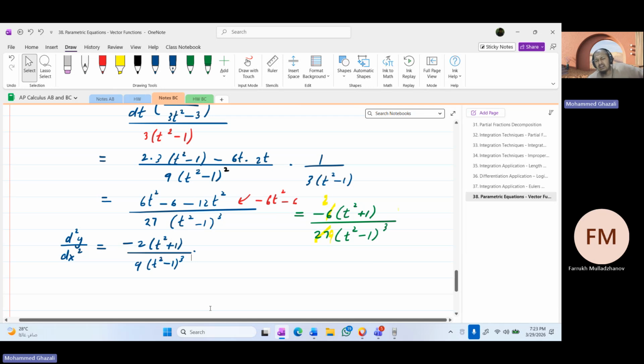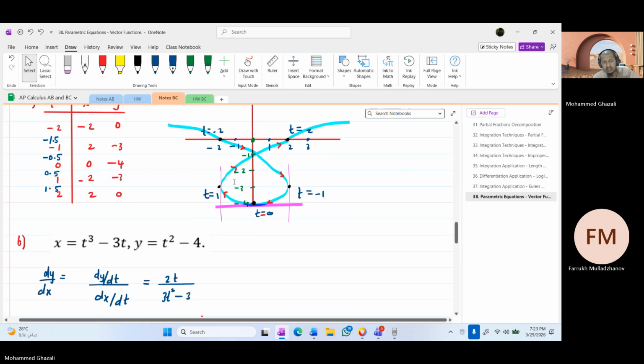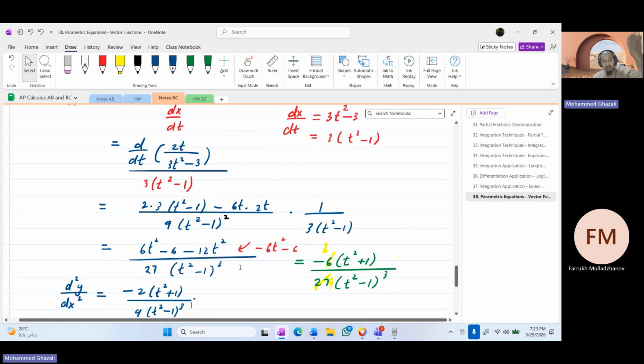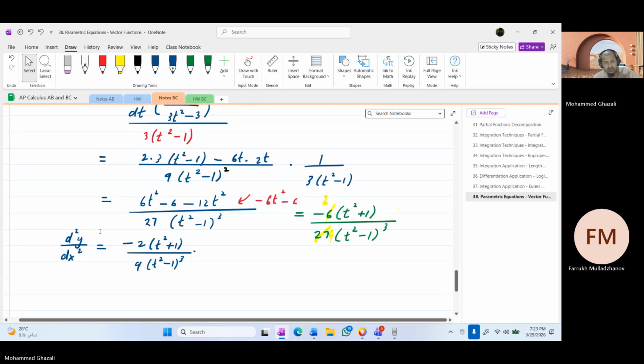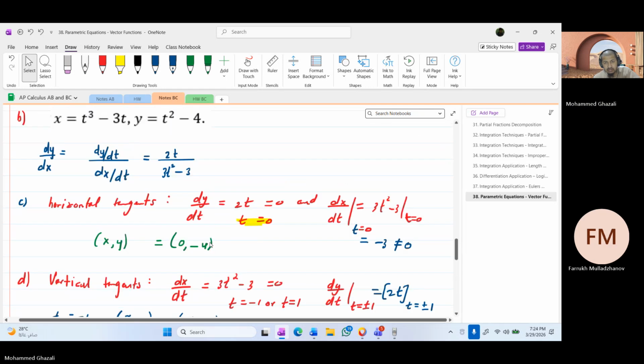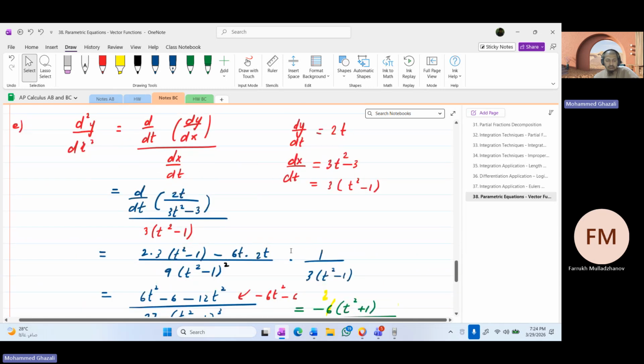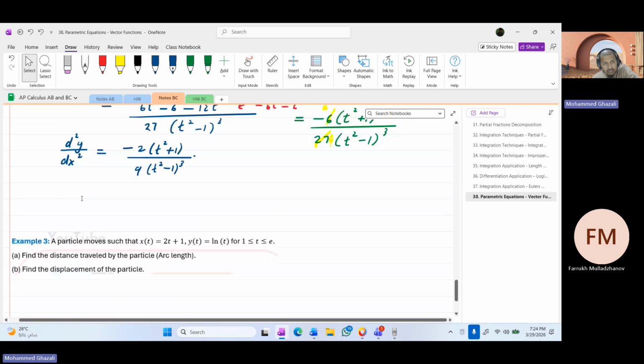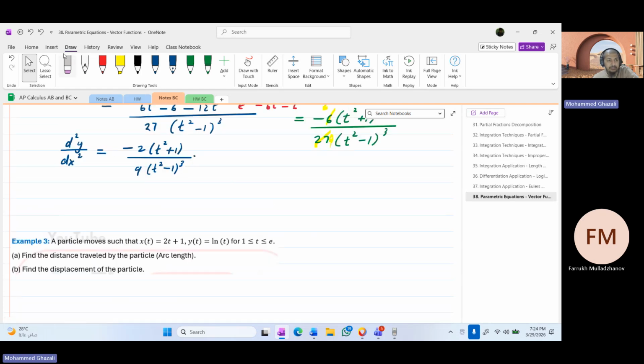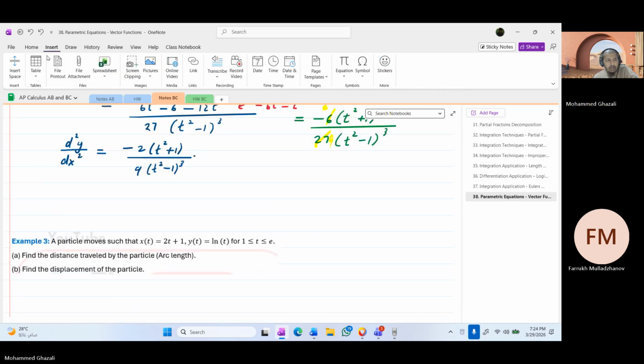And why do we need the second derivative? Because if this is some particle, we need to find the acceleration of the particle at some point. That's why we need the double derivative. If I ask you what's the acceleration of the particle at a certain point, then you can substitute inside this double derivative equation and solve it. Are we good? Now, next part.